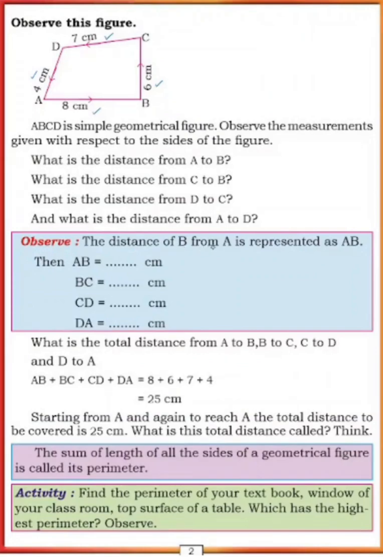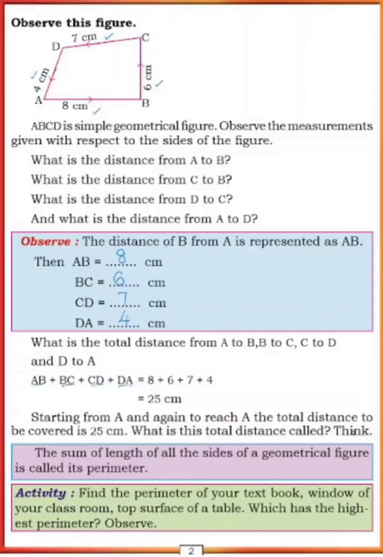Observe. The distance of B from A is represented as AB. Then AB is equal to 8 centimeters, which is given. BC is 6 centimeters. CD, the distance between CD is equal to 7 centimeters. And lastly, the distance between DA is equal to 4 centimeters. Now what is the total distance from A to B, B to C, C to D and D to A? Let's add them all. We get 8 plus 6 plus 7 plus 4, which is equal to 25 centimeters. Starting from A and again to reach A, the total distance to be covered is 25 centimeters.